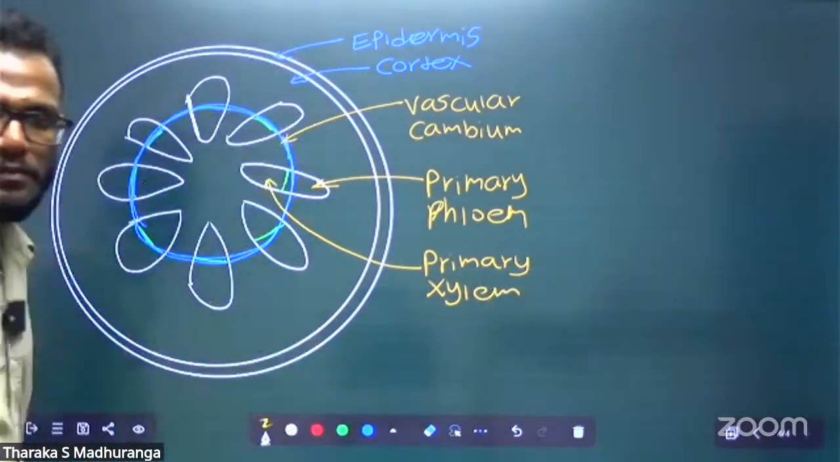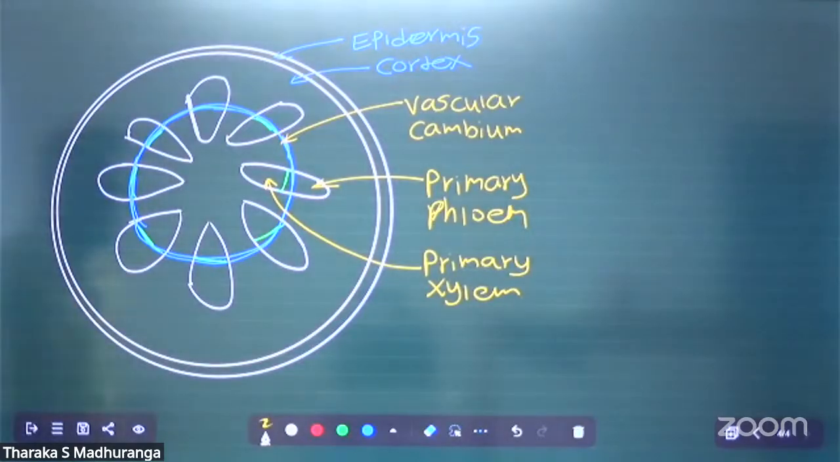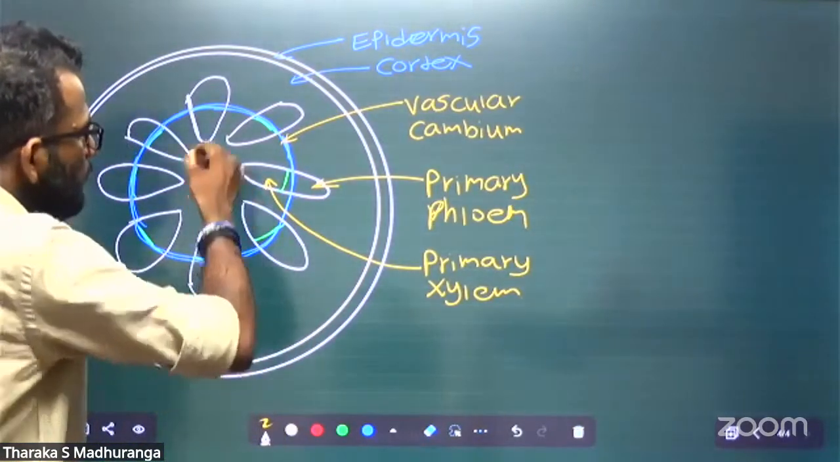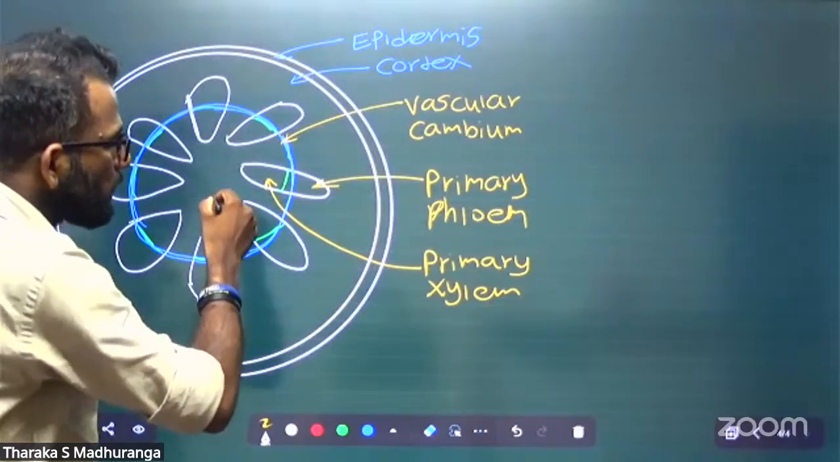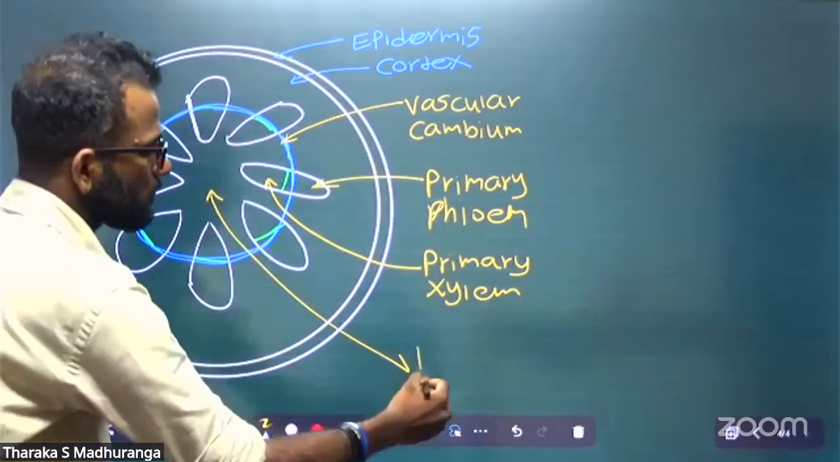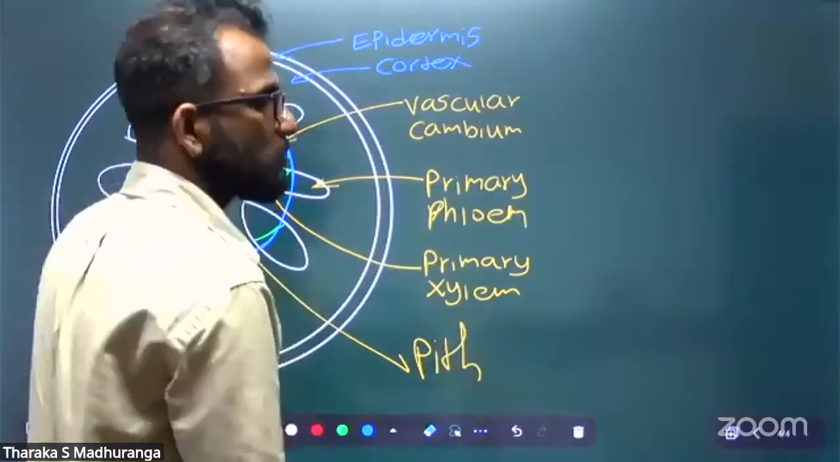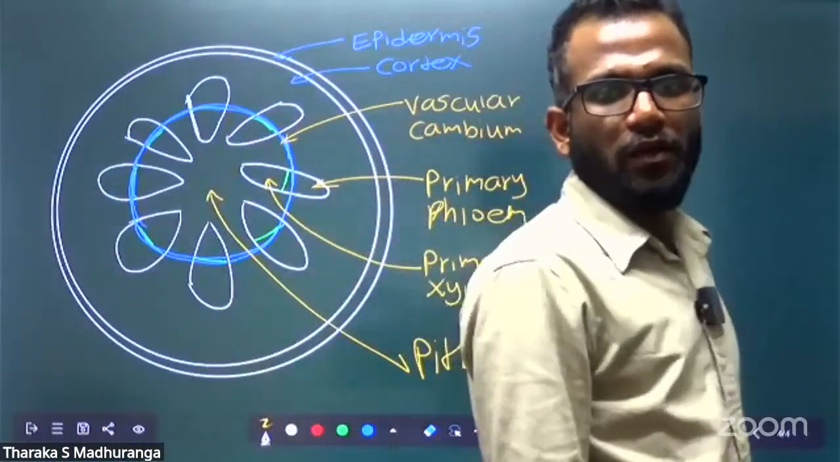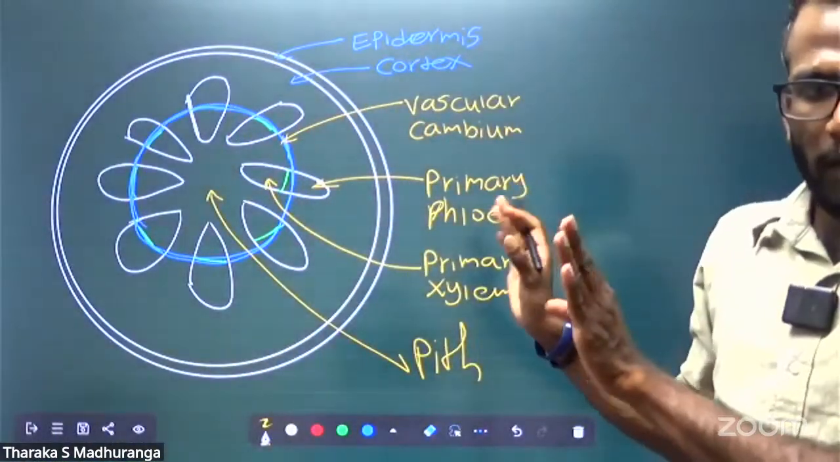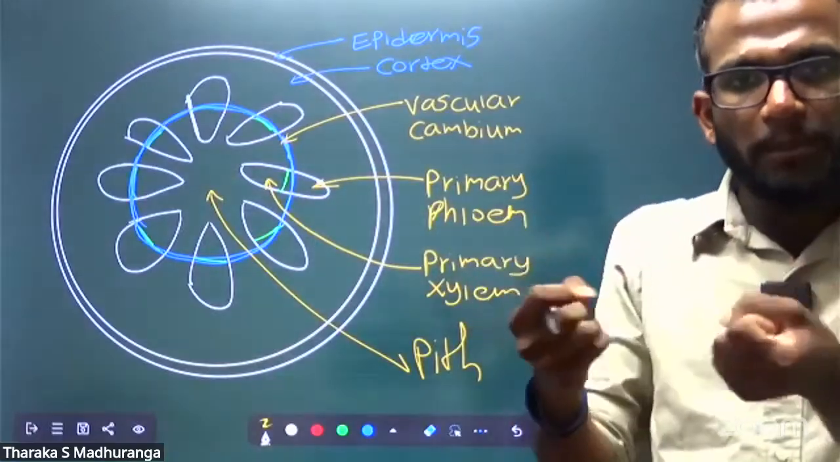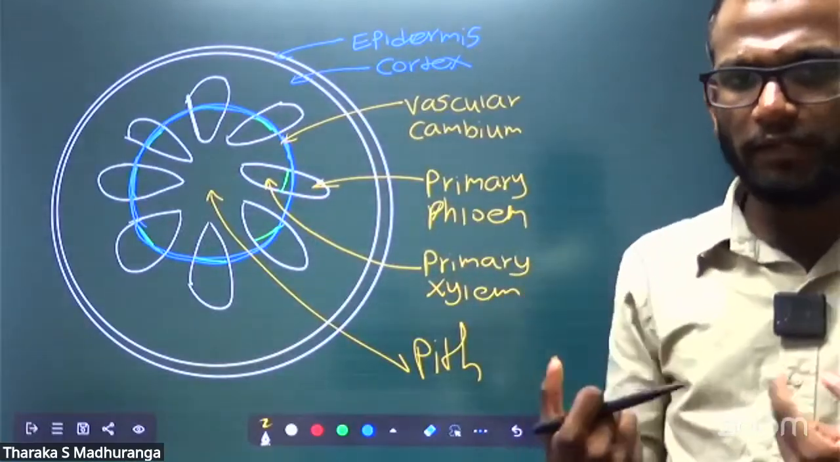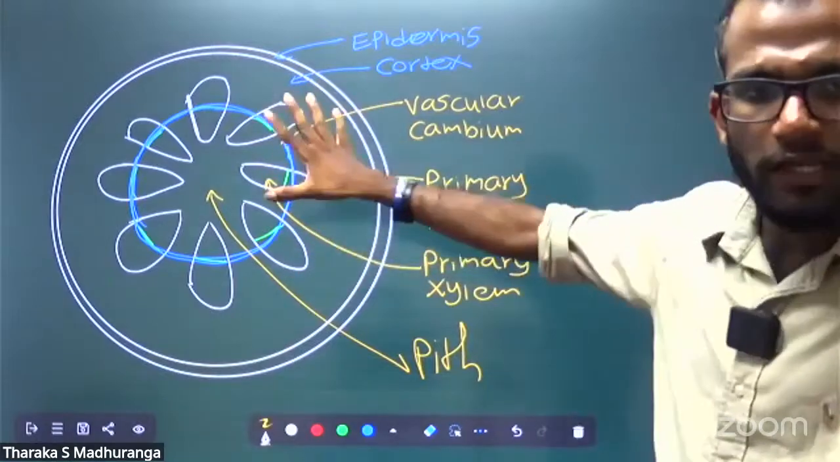Primary xylem. And inside there is another cell layer forming that we call pith. Okay, that is how the structure changes when the plant stem becomes a little bit matured.